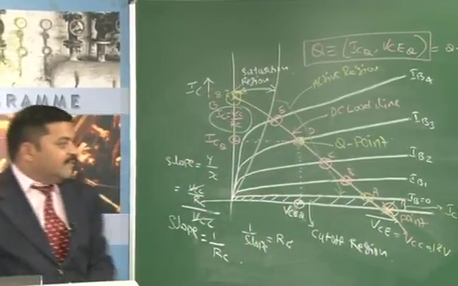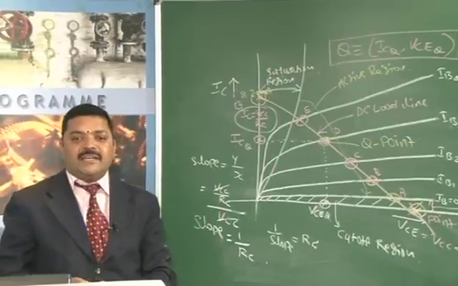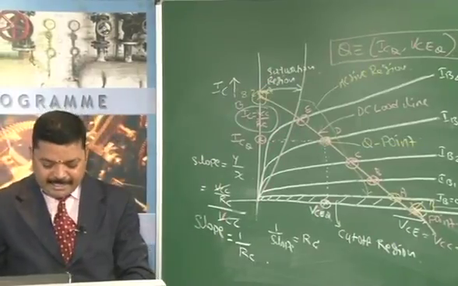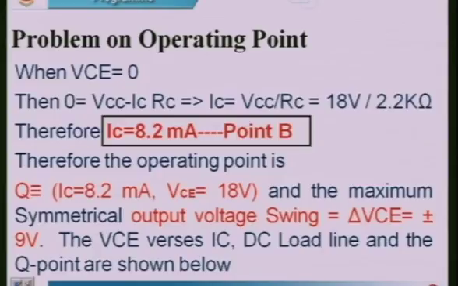And the line joining these two points gives us again the DC load line, and therefore the operating point from this DC load line which we get is IC equal to 8.2 milliamps, and VCE is equal to 18 volts.